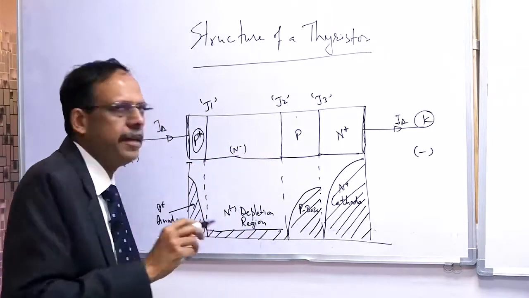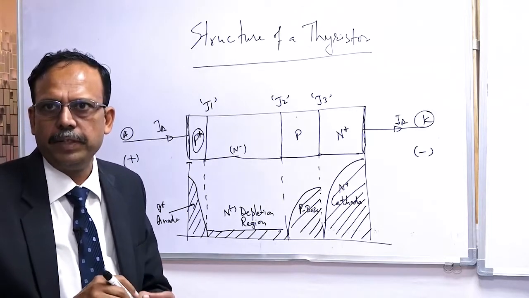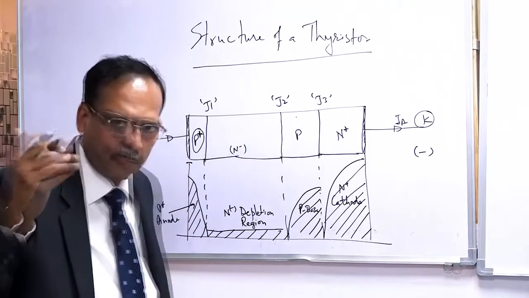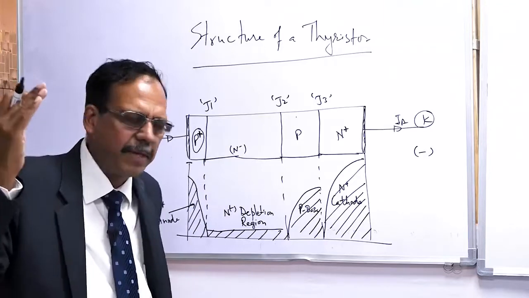Now where is the base, where is the gate circuit connected? Anybody? Sir, how do we define the normal doping? Basically I will tell you tomorrow or in the next class. I think I discussed this initially when I started my lecture.